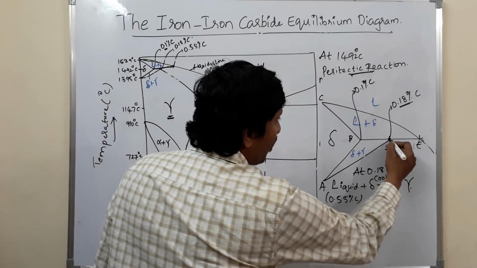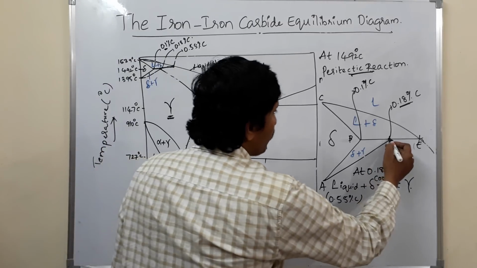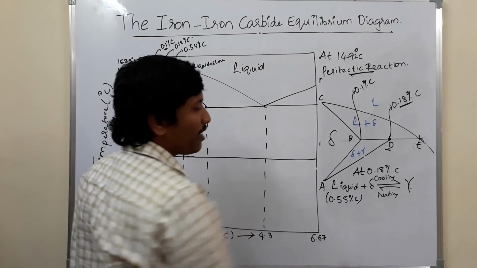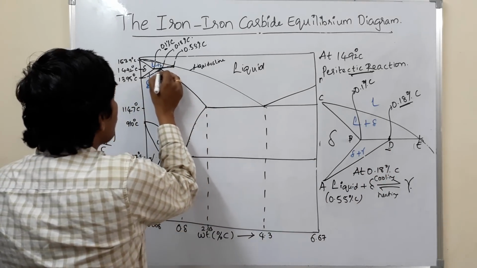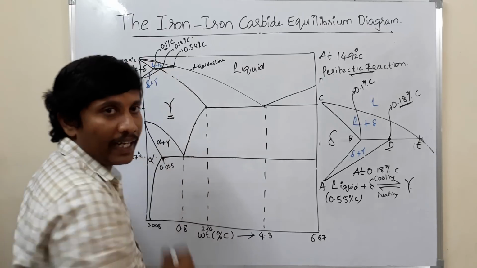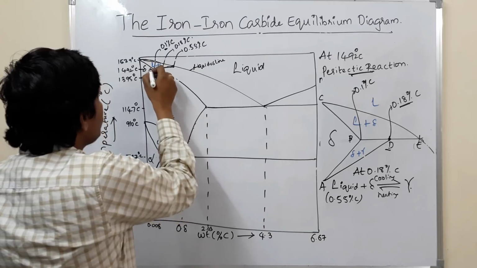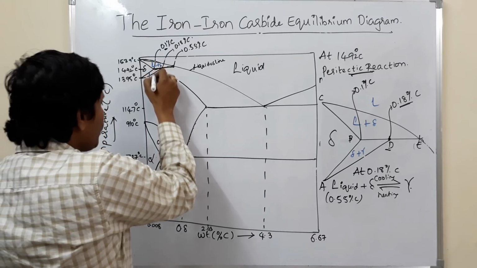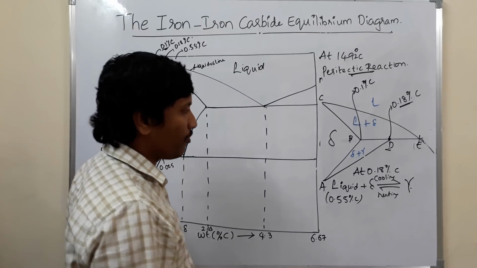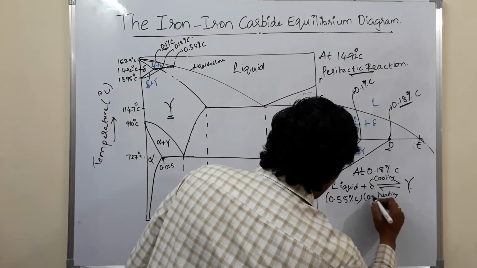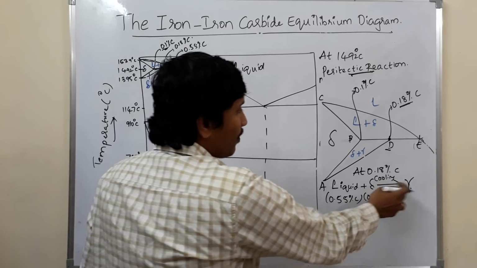Next, at this point, peritectic reaction is taking place. So delta. In delta, how much percentage of carbon is there? You take this point, move to the left. That is, you are taking a tie line. You are touching the delta line, and you draw the vertical line. So it corresponds to how much percentage of carbon? 0.1. So liquid plus delta at 0.1 percentage of carbon transforms to gamma.